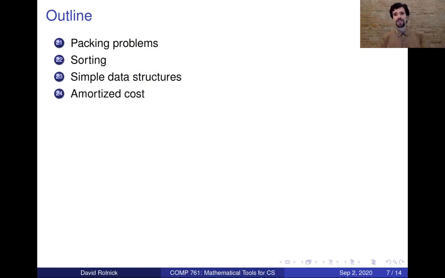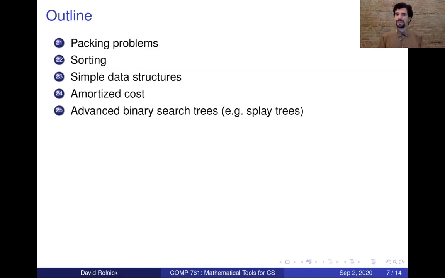Looking at amortized cost for analysis of algorithms and data structure operations, binary search trees. You've probably seen some binary search trees. We'll touch on those briefly, but then go on into the really, really cool mathy stuff like splay trees, and see why that's just unreasonably useful and interesting.